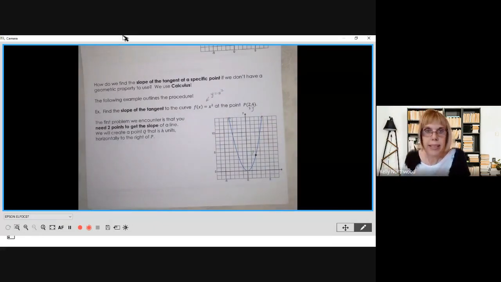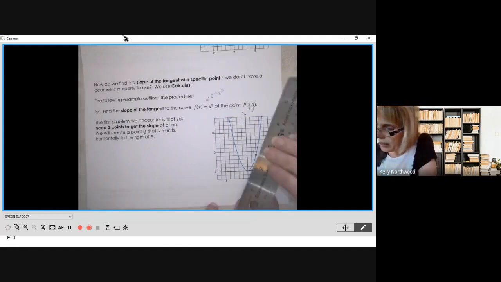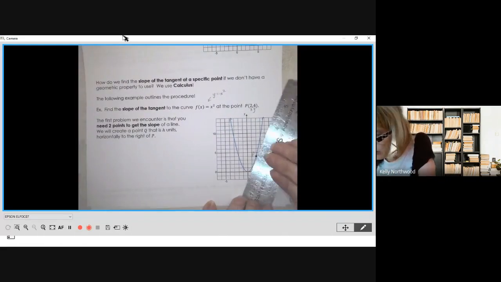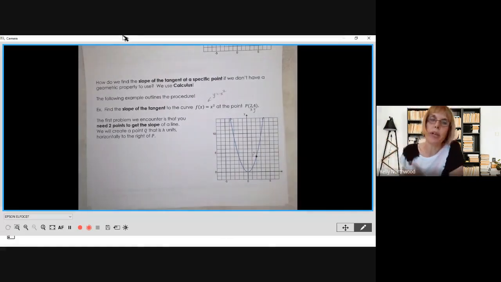So the first problem you run into if you want to find the slope of the tangent there, the exact slope of the tangent, not just approximating it by looking at it, like if I was looking here, I'd go, okay, well, how am I going to draw this in so it best resembles the curve, and what's its slope going to be? But we want to know the exact answer here. We don't want to estimate.